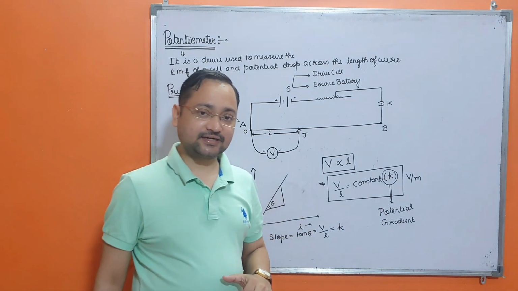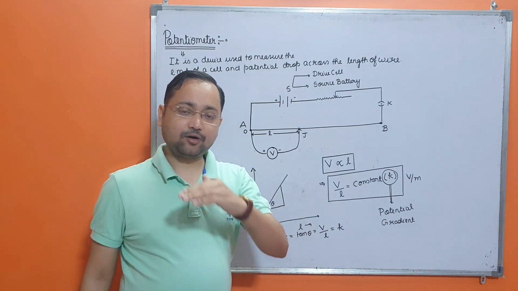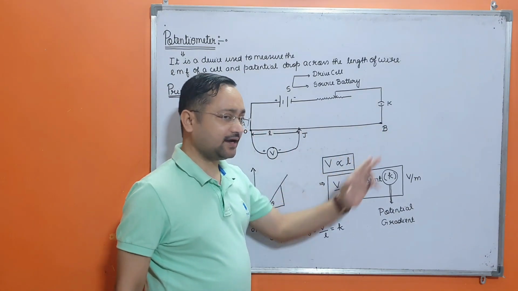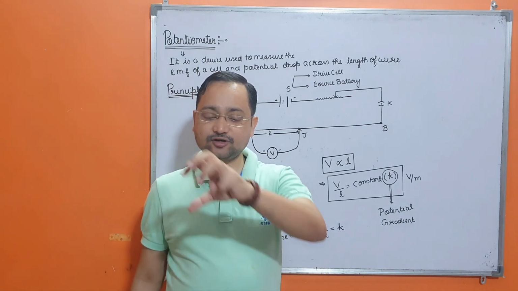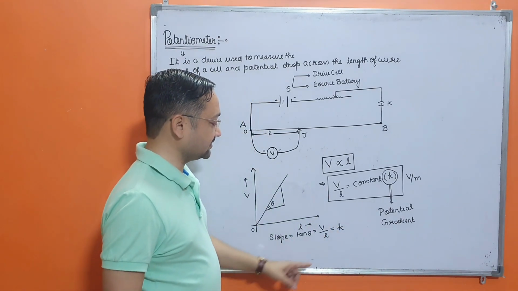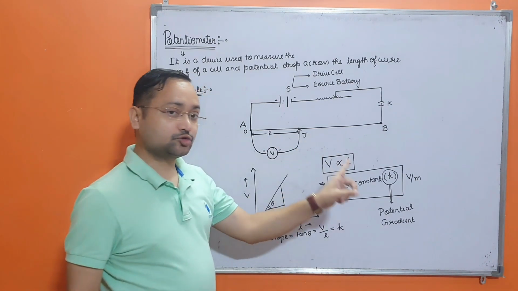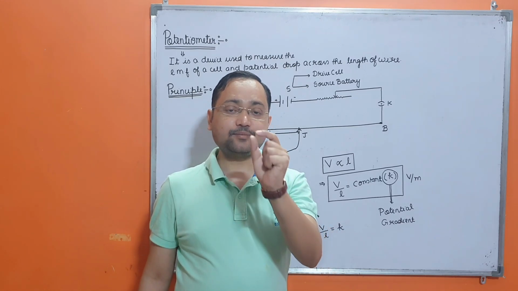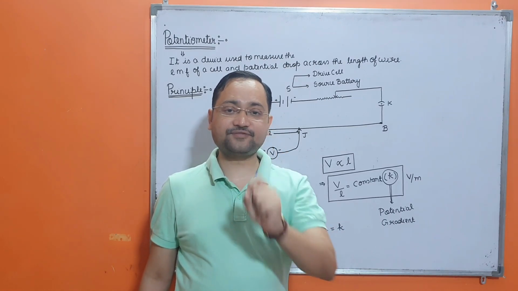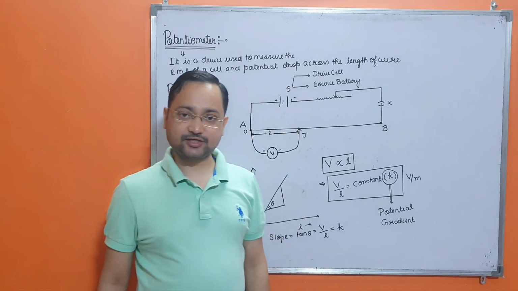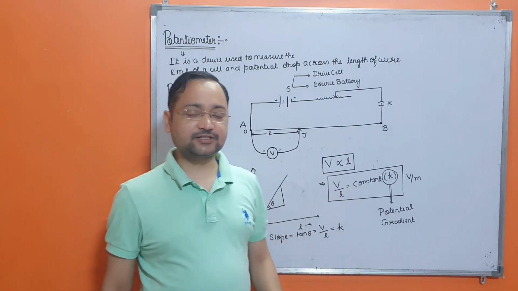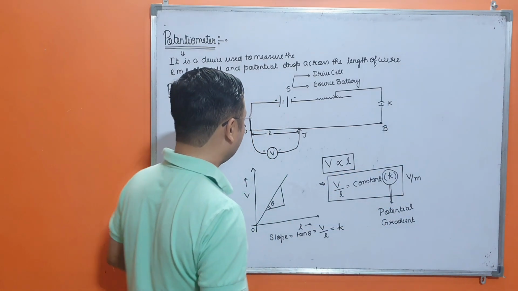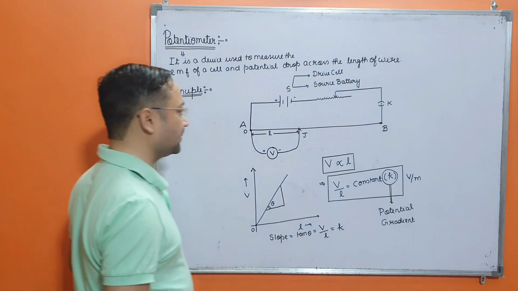In all practical cases, we consider that the potentiometer wire is of uniform cross section and of the same material throughout, and therefore the gradient will be constant throughout the wire. The potential gradient is one of the basic features of any given potentiometer. What is the role of this physical quantity, I will tell you later. So this is the principle of the potentiometer.